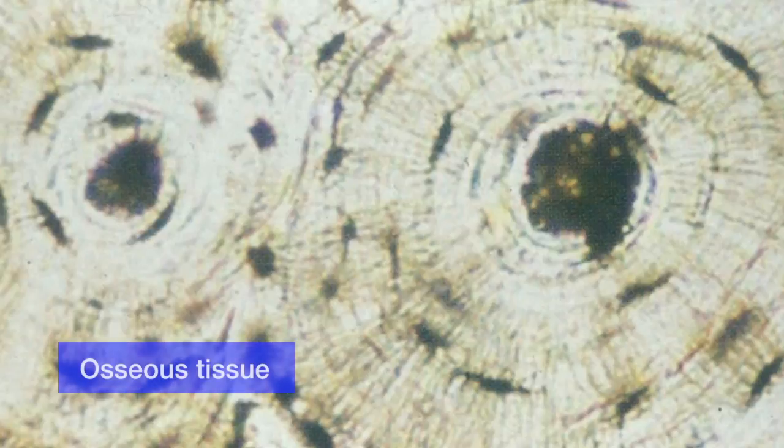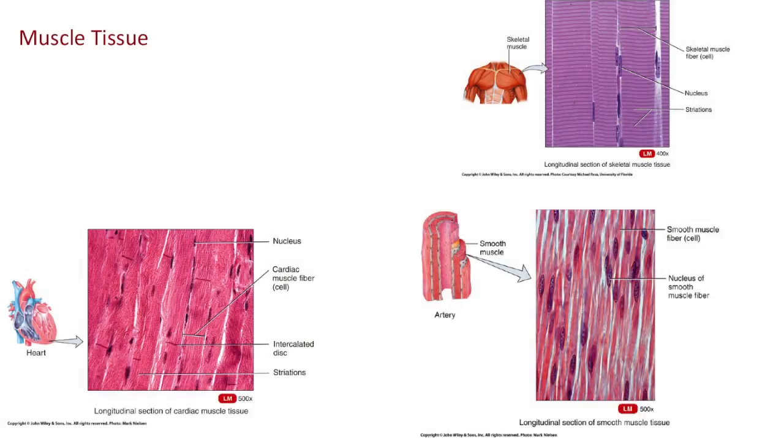Osseous tissue. This is one of the most highly specialized forms of connective tissue. You see the wheel-like structural unit of bone? It is called an osteon. And also you see an osteocyte in the lacuna. Muscle tissue is composed of elongated cells called muscle fibers. Three types of muscle tissue are present in the body: skeletal muscle tissue, cardiac muscle tissue, and smooth muscle tissue. Muscle tissue generates force to produce body movements, maintain posture, and generate heat.